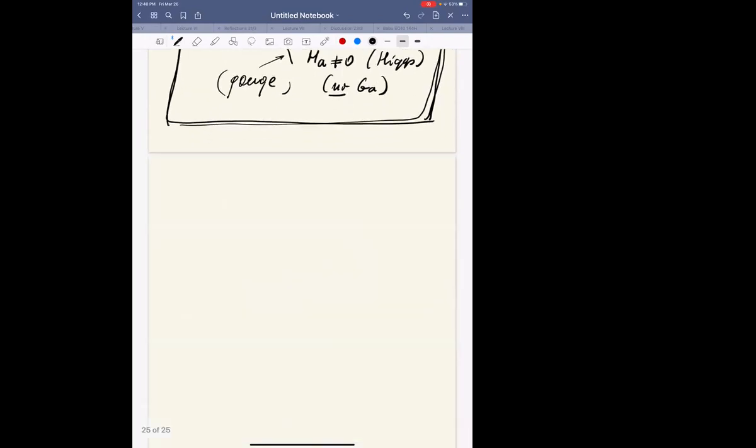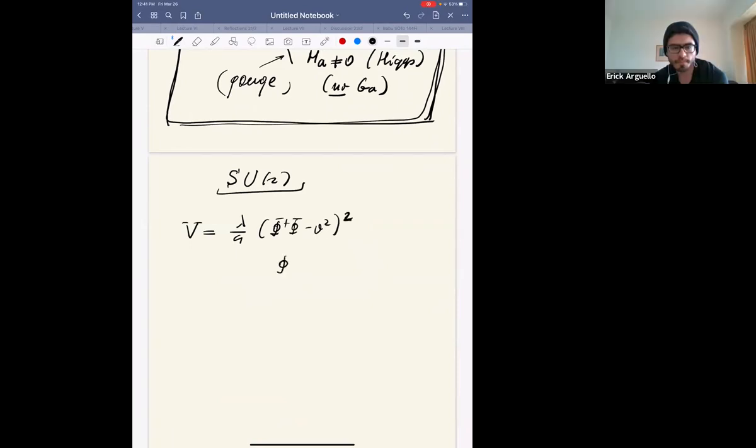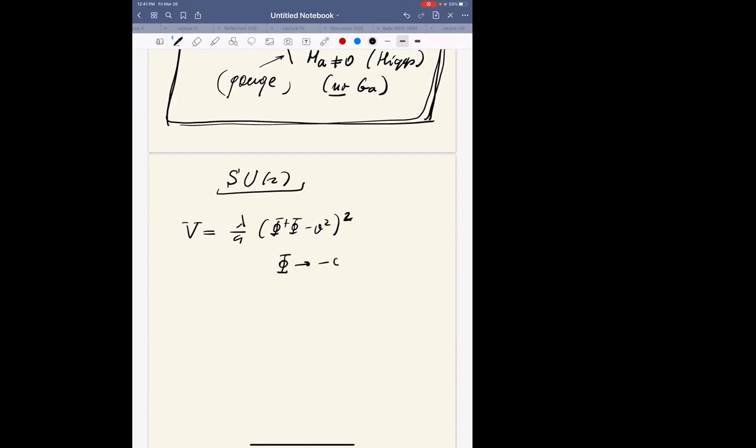Let's see if I understand correctly. So you're asking me, in my SU2 example, the potential is lambda over 4, phi dagger phi minus v squared, everything squared, correct? That's what you're asking me. You are saying that there is a discrete symmetry, phi goes to minus phi. Is that what you are saying?